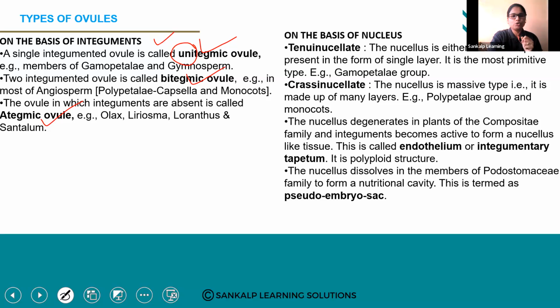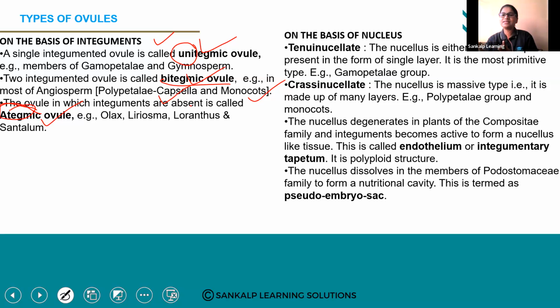Usually this type of ovule, for example in Capsella and in monocots, we can observe a bitegmic ovule. Next, the ovule in which integuments are totally absent is called an ategmic ovule. So based on integuments, the ovule is divided into 3 types: unitegmic, bitegmic, ategmic. Ategmic means absence of integument, right?